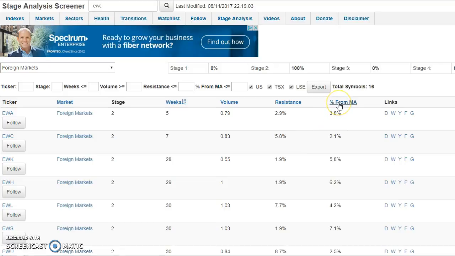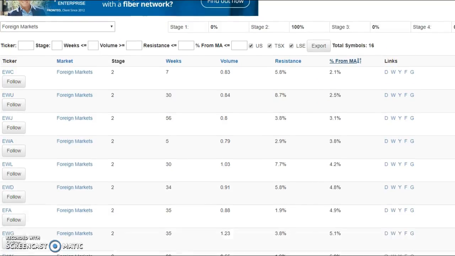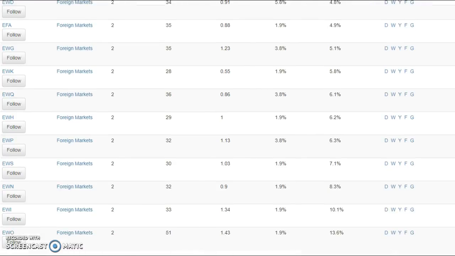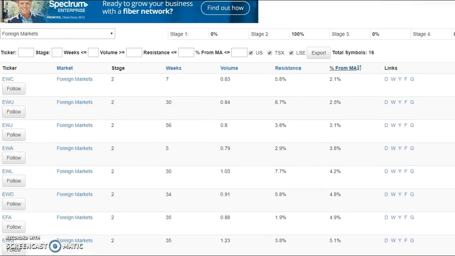So if you sort by percent above the moving average, you can see that Canada is actually basically the weakest established foreign market in this list, which is interesting because it's trailing a lot of other established markets, including the U.S. and a lot of Asian markets.